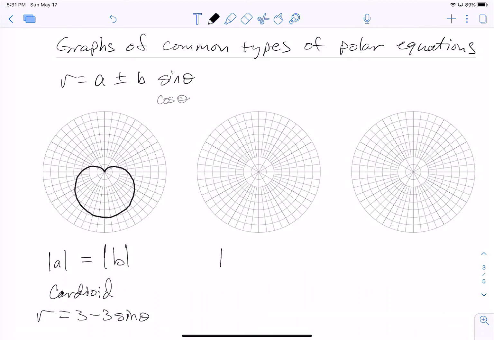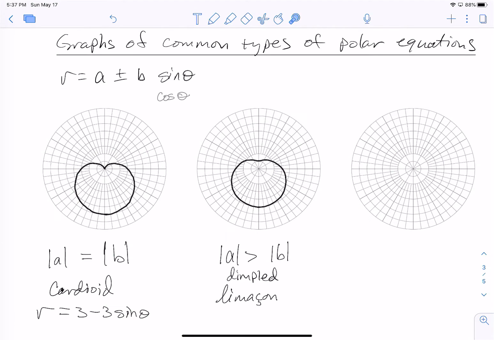If the absolute value of a is greater than the absolute value of b, then we have something called a limacon. Why it's named limacon, I can't tell you. And in fact, this is a dimpled limacon. And you can see the little dimple here at the top of the curve, kind of like a cardioid, but it doesn't exactly touch the pole. The equation for this graph is r is equal to 3 minus 2 times the sine of theta.